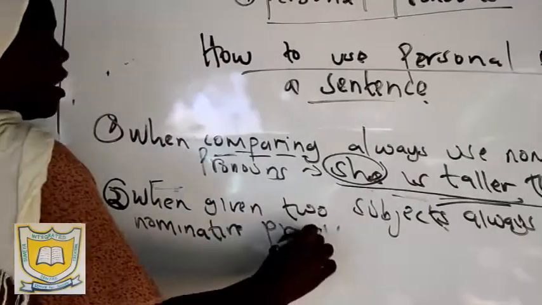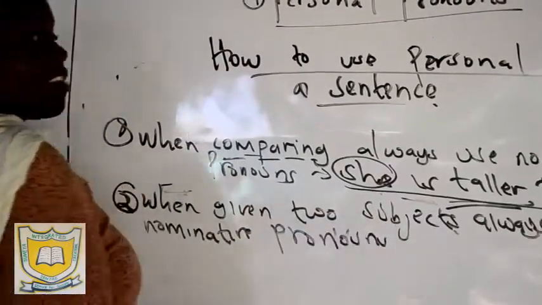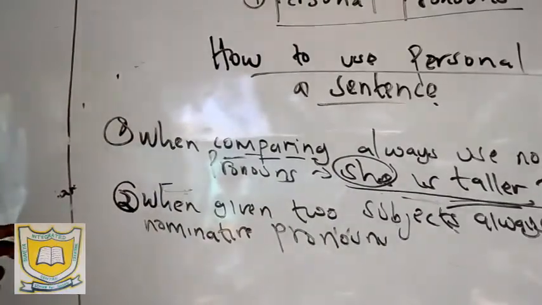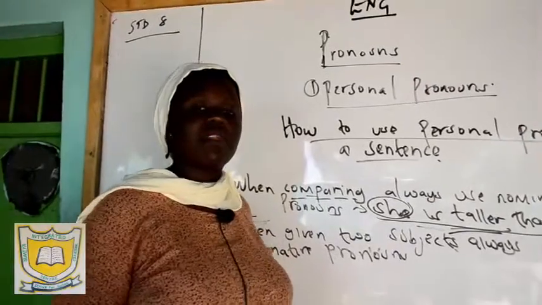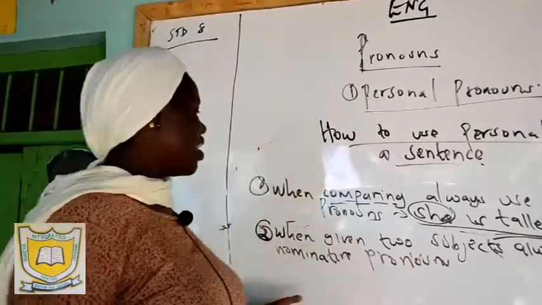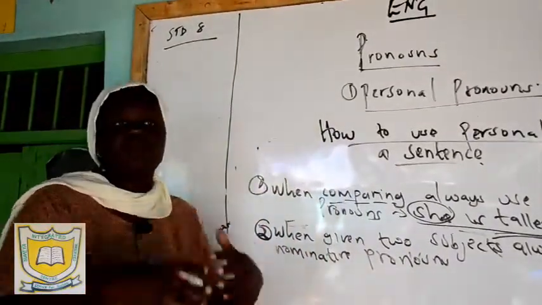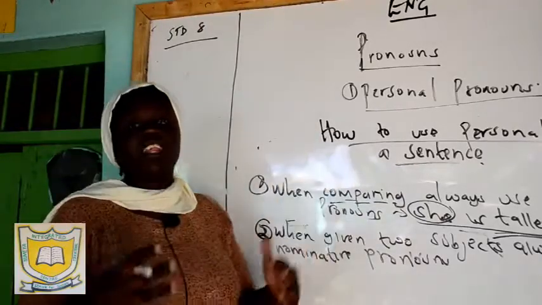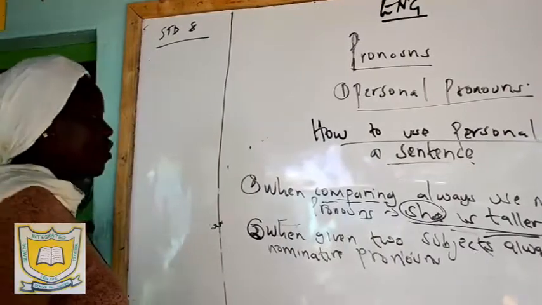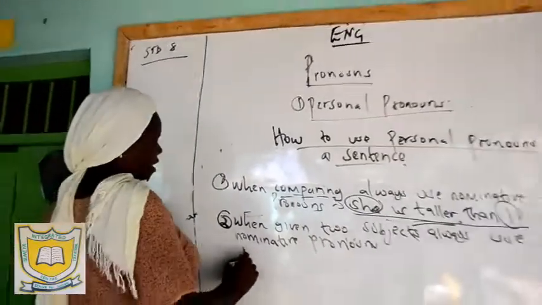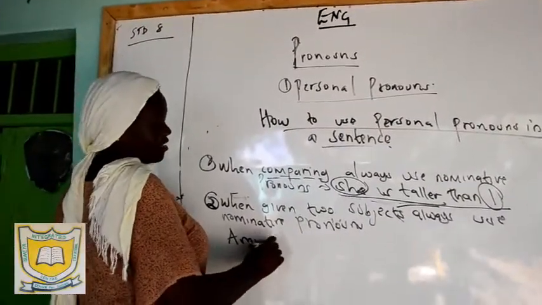Pronouns. Now, when you are given two subjects, what are the subjects? The doers of the action in a sentence. And I hope you remember this, especially when we talked about subject-verb agreement. The doers of the action. When you are given two subjects, which means they are doing or performing an action in a sentence, always use nominative pronouns. Example, Amina, I've seen this question in an exam.